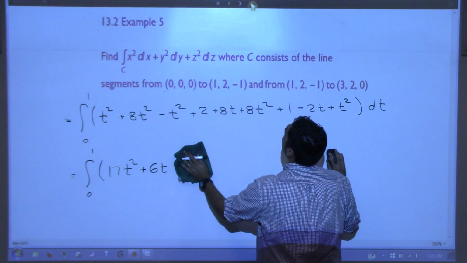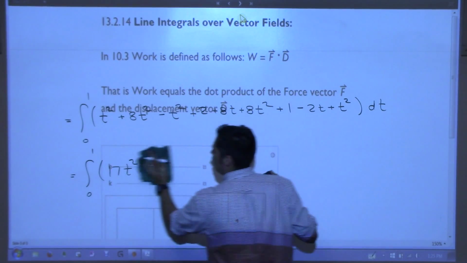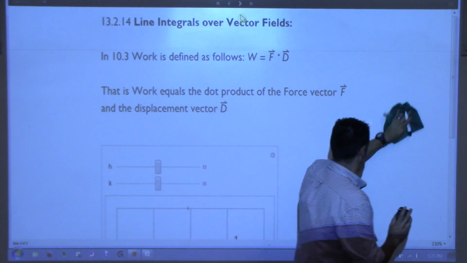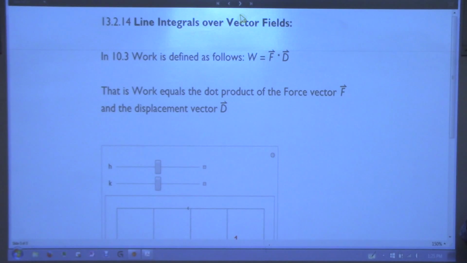All right, let's see what's up next. All right, remember back from an earlier chapter, we talked about work. And this is something you probably did in physics too, if you've taken it. Work is defined to be your force vector dotted with your displacement vector.